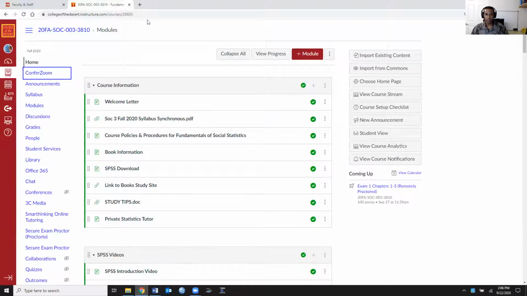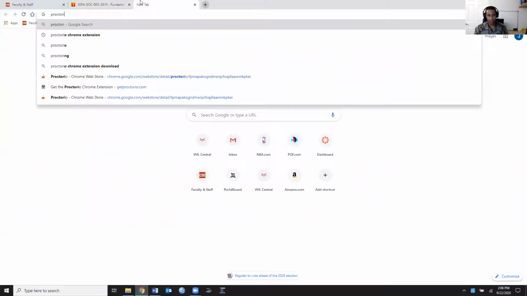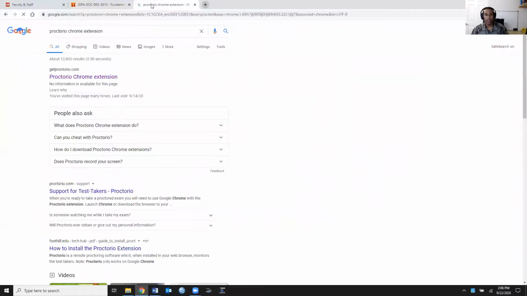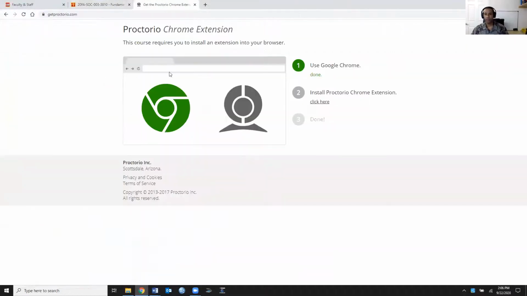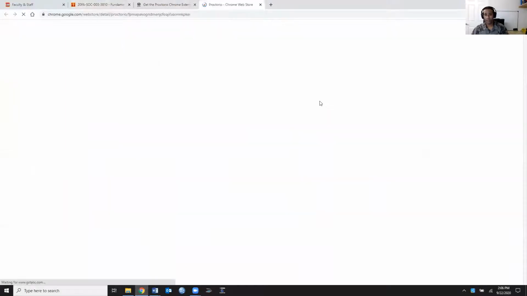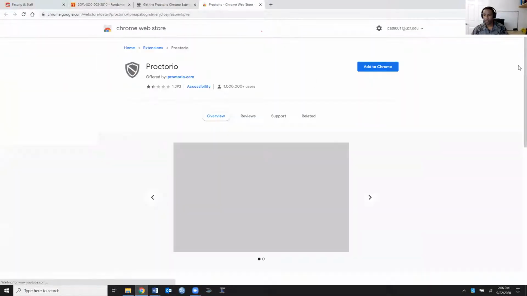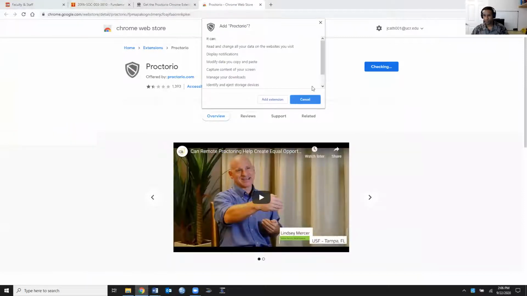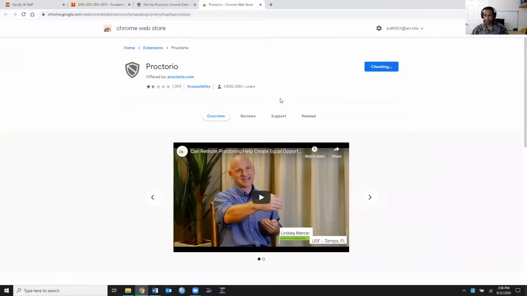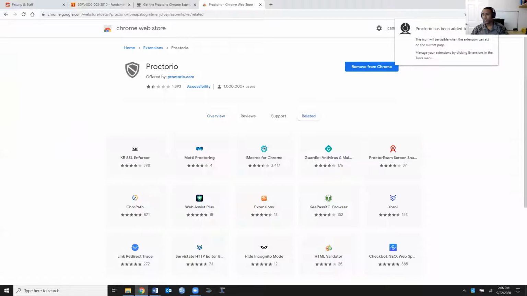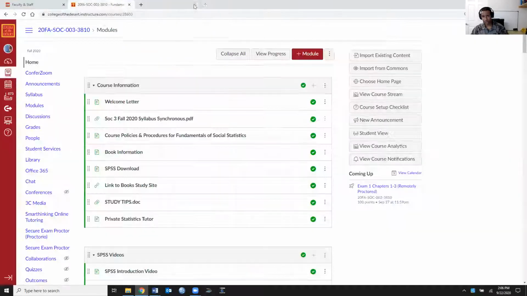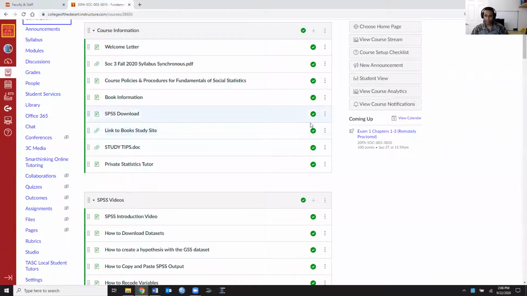So once you're home, go ahead and type in Proctorio Chrome extension. And then click here, install Proctorio Chrome extension, and then you'll just add to Chrome here. So add extension. And then you'll see a shield up here in the upper right-hand corner. Now, once you have that shield there, then you can go about taking the exam. Before you have that shield there, you won't be able to access the exam. So once you have Proctorio installed, you should be able to access the exam.